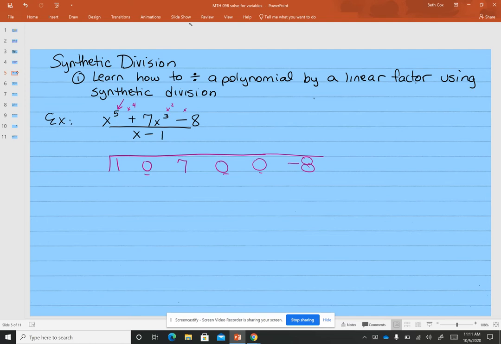All right, so now I'm dividing by x minus 1. Well, x minus 1, if I were to divide by the 0, I'd be dividing by positive 1. So I'm going to divide by positive 1. You always divide by the 0.